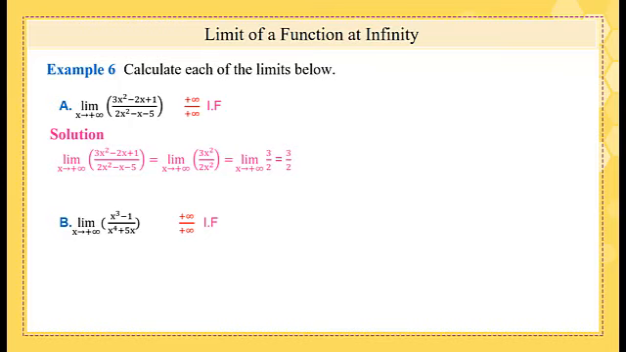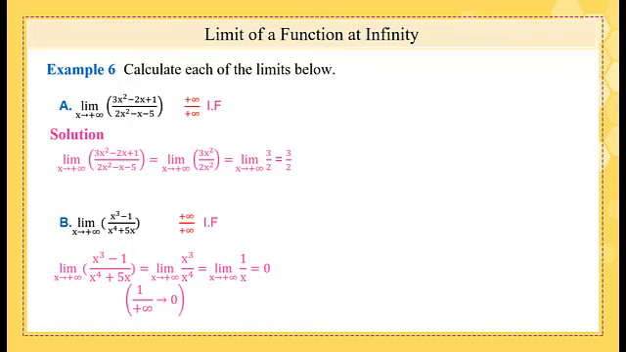Another example, which is the limit of x cubed minus 1 over x^4 plus 5x as x tends to plus infinity, is plus infinity over plus infinity, which is also an indeterminate form. Using the leading term method, it's equal to the limit as x tends to plus infinity of x cubed over x^4, which is the limit of 1 over x. As x tends to plus infinity, it will tend to 0.